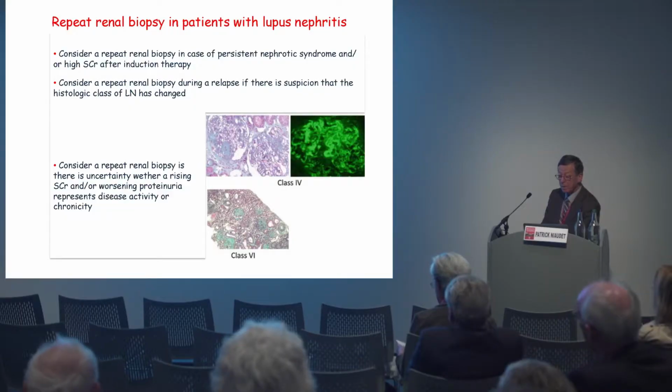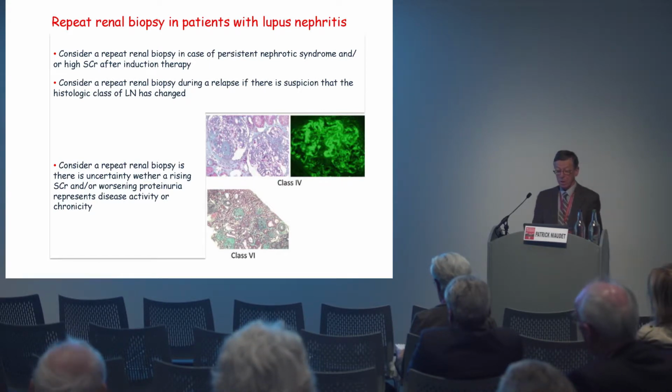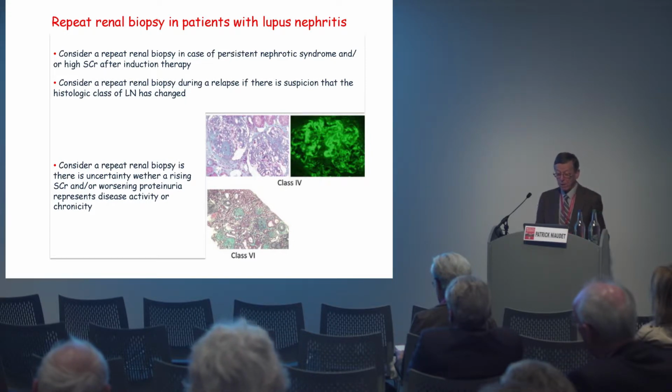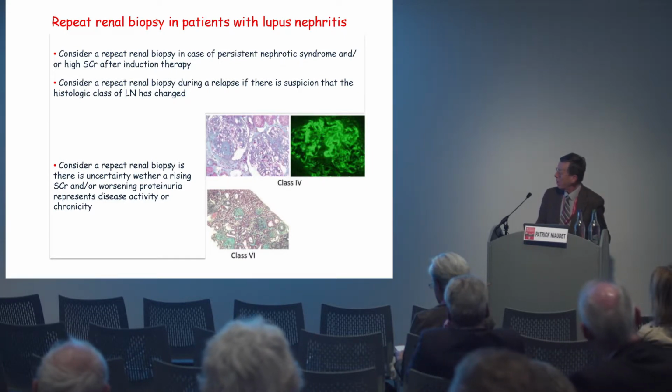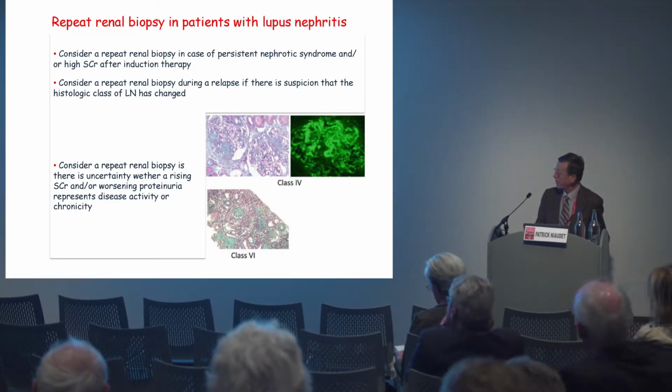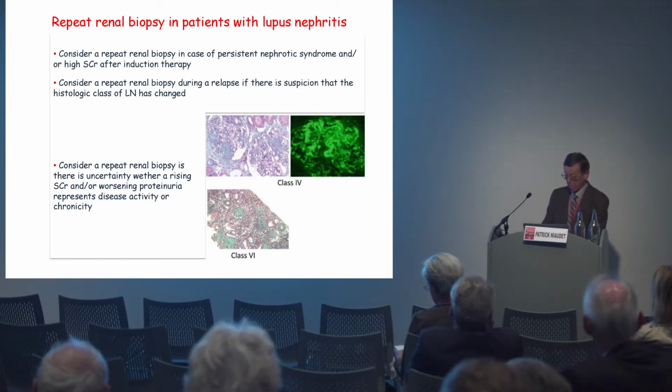Also consider repeat renal biopsy during a relapse if there is a suspicion that the histologic class of lupus nephritis has changed. And finally, consider repeat biopsy if there is uncertainty whether a rising of serum creatinine or worsening of proteinuria represent disease activity or chronicity, because the therapy is not at all the same in both cases.